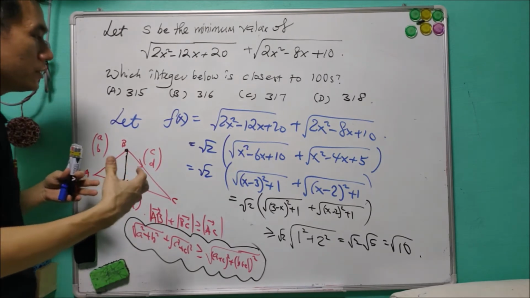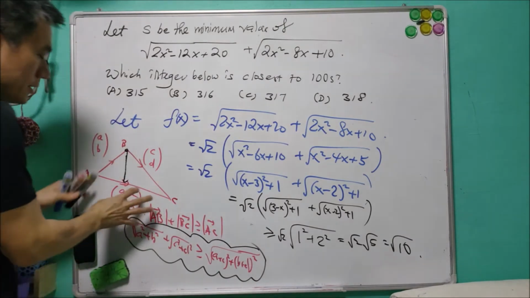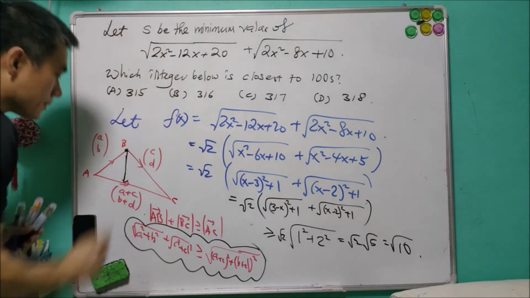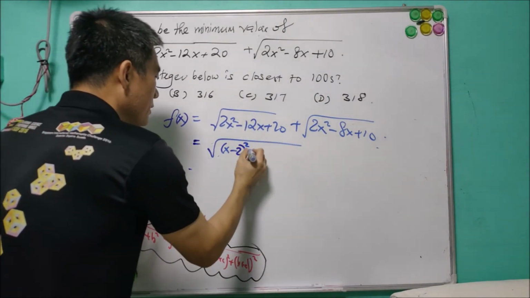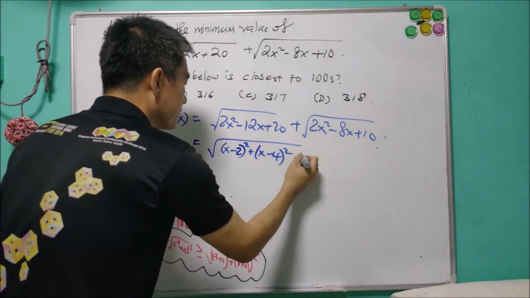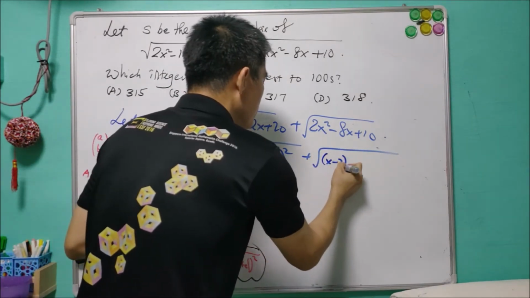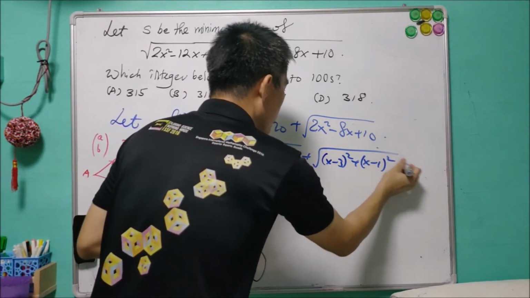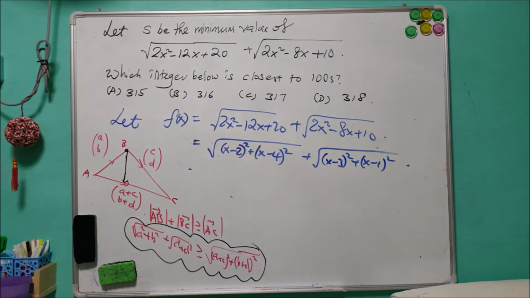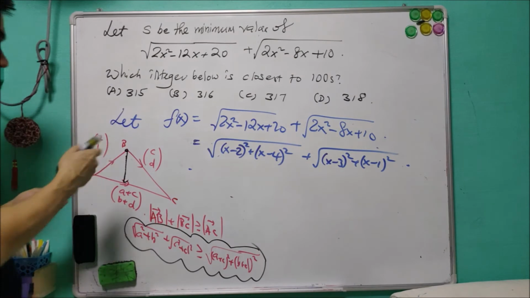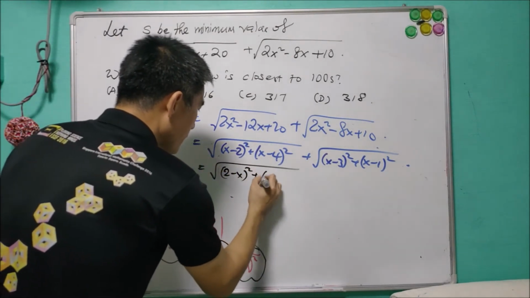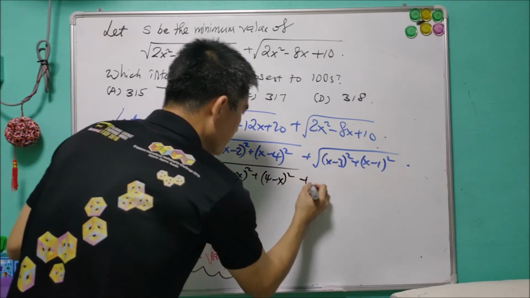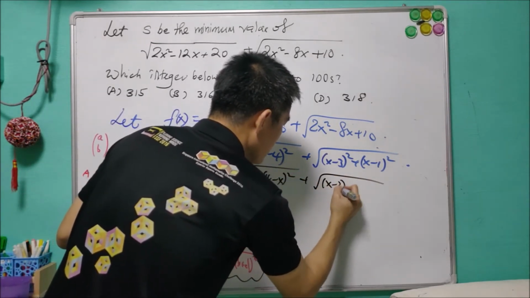I'm going to show you another way using this method to get the answer. You write it as the square root of (x minus 2) squared plus (x minus 4) squared, plus the square root of (x minus 3) squared plus (x minus 1) squared. Then in order to use this, I will change it a little bit. I'll write it as (2 minus x) squared and (4 minus x) squared, and this one I do not change.